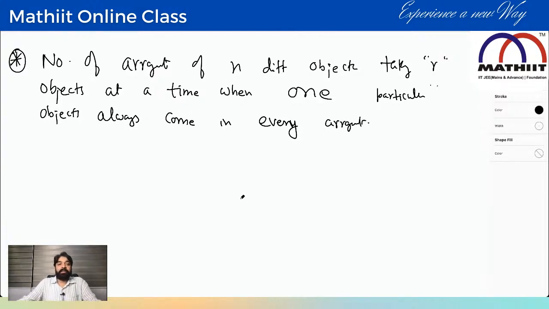Can you give the answer? This kind of question we did in the first lecture, if you remember. That time we did it by the basic method. Can anybody give me the answer? N different objects are there. I want to arrange only r objects, but one particular object always comes. He said, hey, I will be there. I will not go anywhere. I did not get an answer.